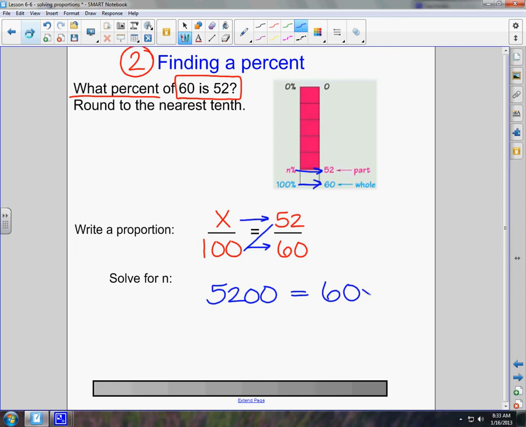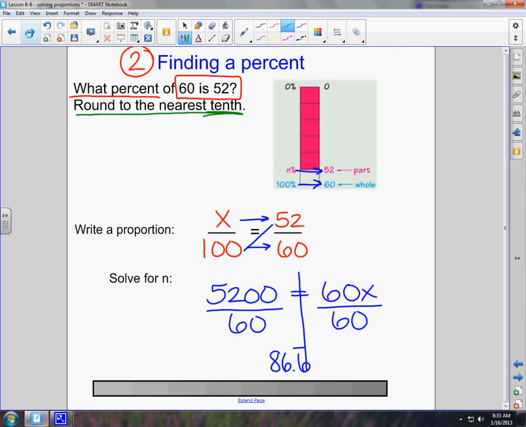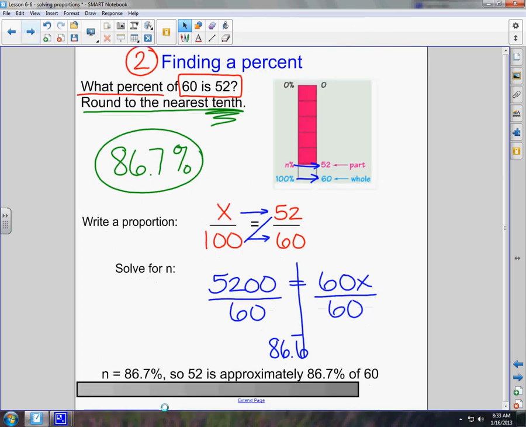So I cross multiply. 5200 equals 60x, and then I divide by 60. 5200 divided by 60 is 86.6 repeating, and they want me to round to the nearest tenth, so it would be 86.7%. So 52 is approximately 86.7% of 60. So that's the second way.